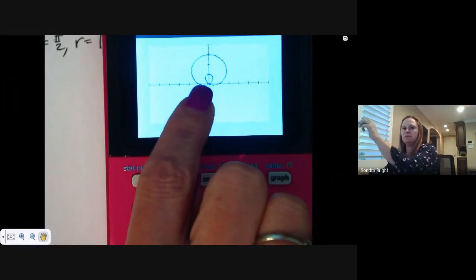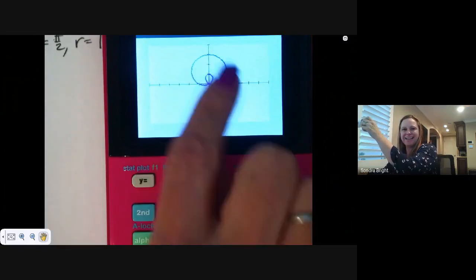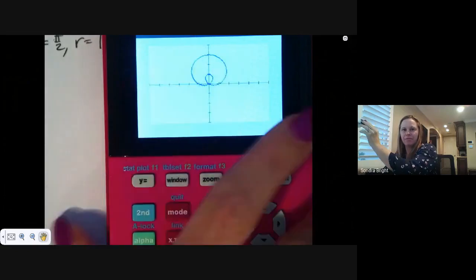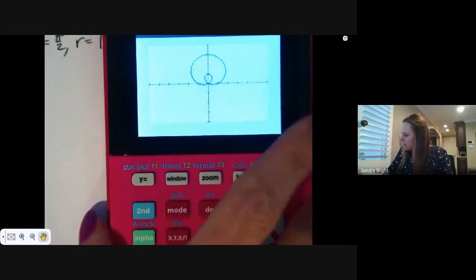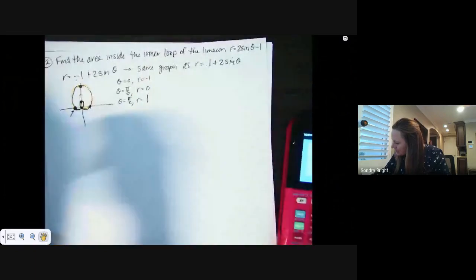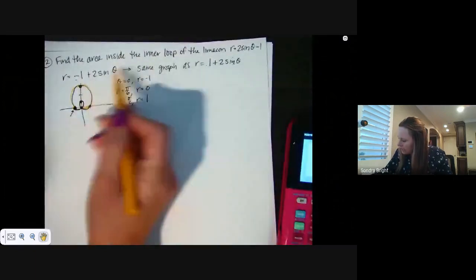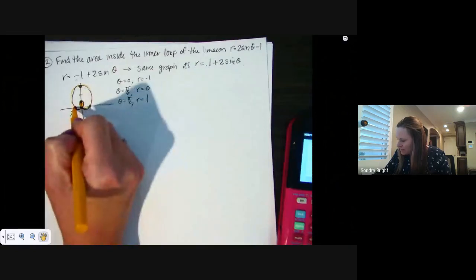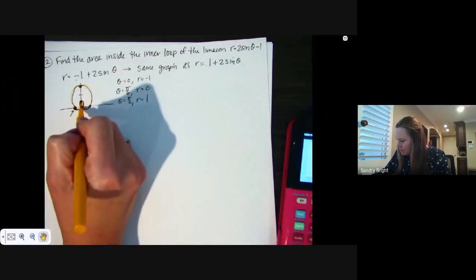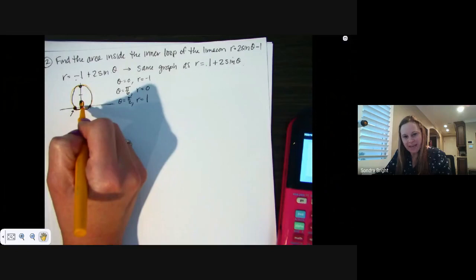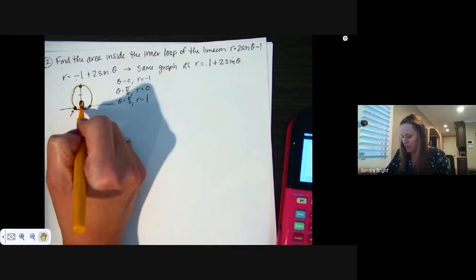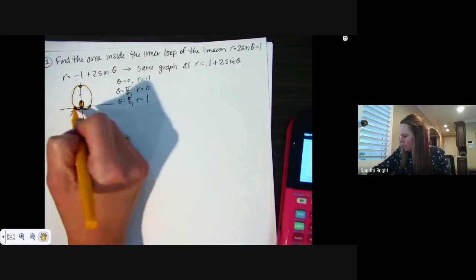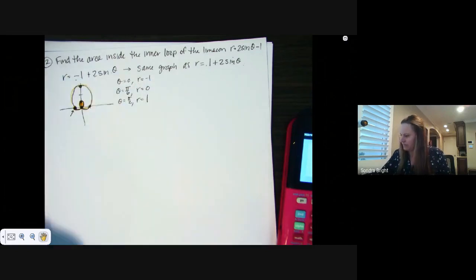Okay, so why do I care about that? Because it kind of gives me a hint on what these limits are. All they want is the area inside the inner loop. So all I need to know is it's being generated this way. I need to know at what angle this is 0, and then when does it hit 0 again, right? Because it got generated that way. All right, well, I got one of them right there.